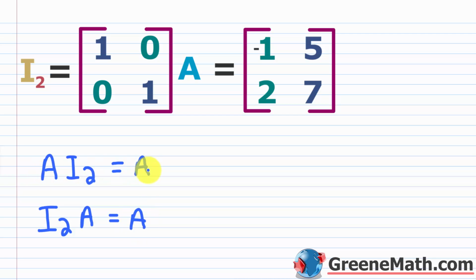So I'm just going to do this first scenario. I'll let you reverse it and do that scenario as well. Again, you get A back either way. So let's go ahead and crank this out real quick. I'm just going to erase this for right now.